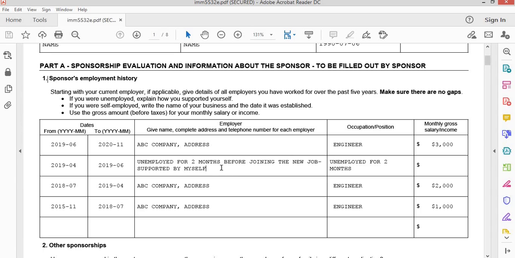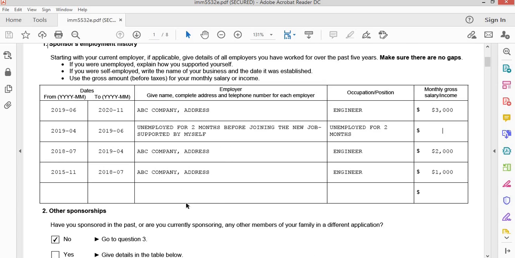Then I have given another example here. If you were unemployed, then you can mention your details like unemployed for 2 months before joining the new job. And in the same way, you can enter from and to dates and occupation since you're not employed. So you can simply write unemployed for 2 months and obviously no salary at that time. So in that way, you can fill in the last 5 years data.